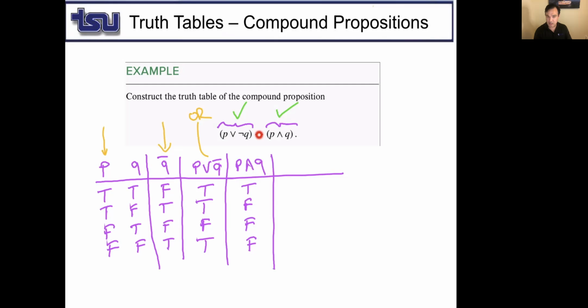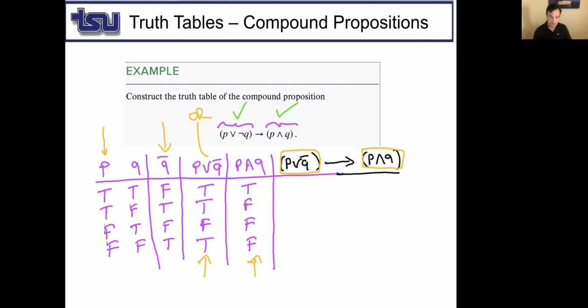And now I need to connect them with the conditional connective, right? So now I'm going to use this color. P or not Q implies P and Q. So that is an even bigger compound statement right there. I already have this column, and I already have this column. So I'm going to connect them with this connective, which is the conditional statement.